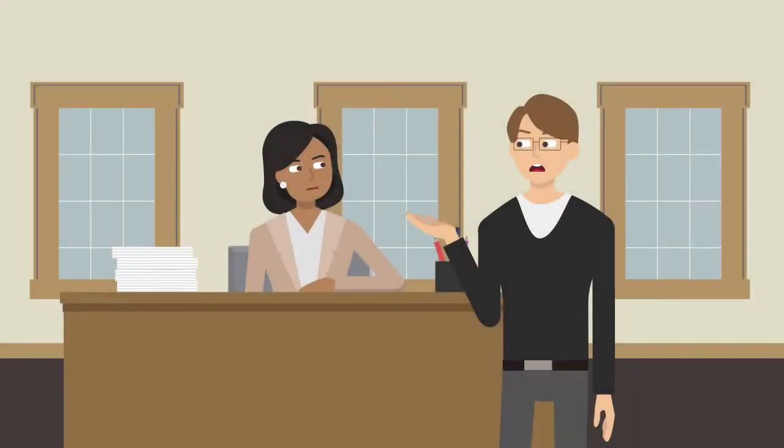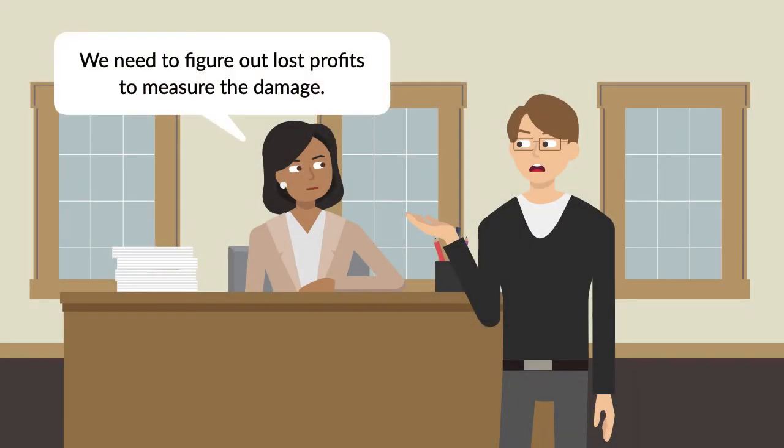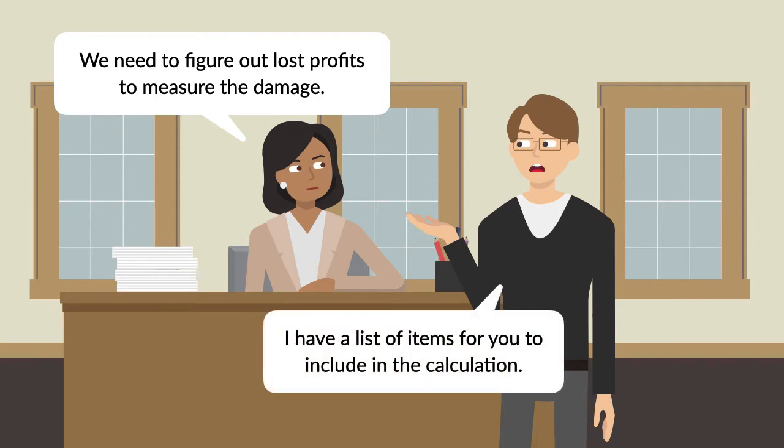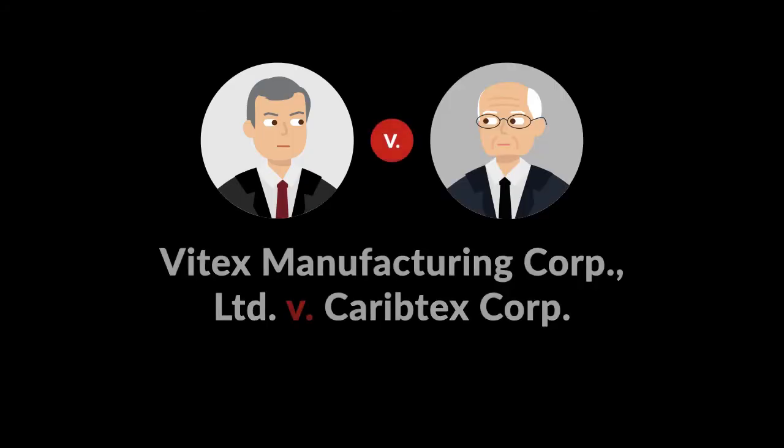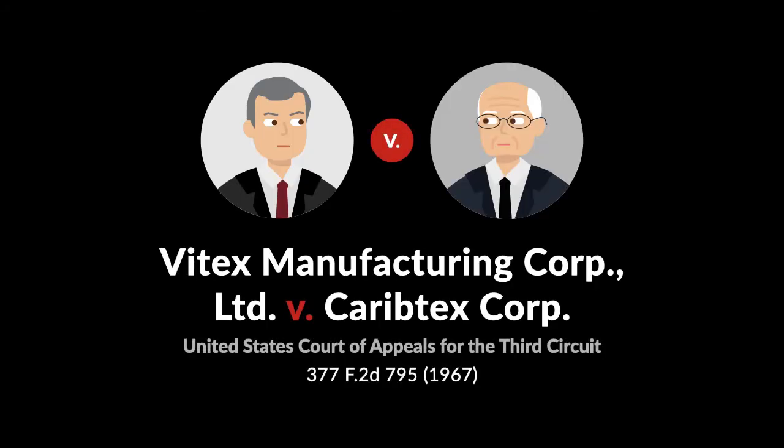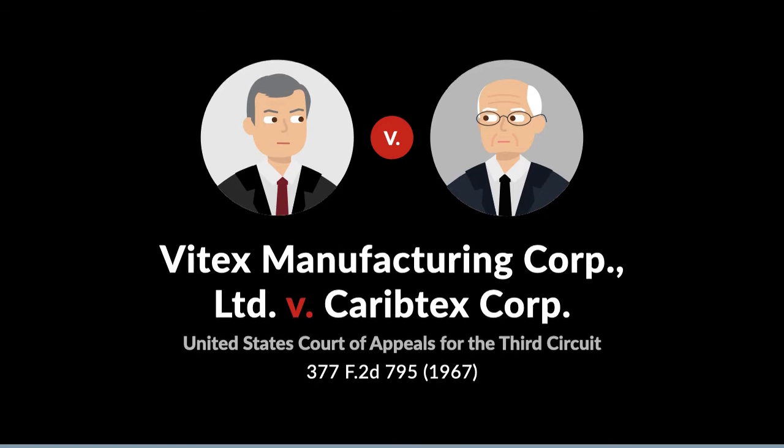In breach of contract cases, lost profits are a typical measure of damages. The idea is to put the injured party in the position it would have been in had the contract been performed. But figuring out what to include in the lost profit calculation can be tricky. Vitex Manufacturing Corporation versus Caribtex Corporation shows how one court approached that question.